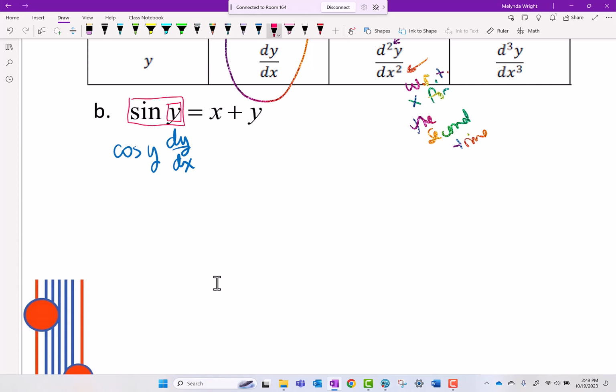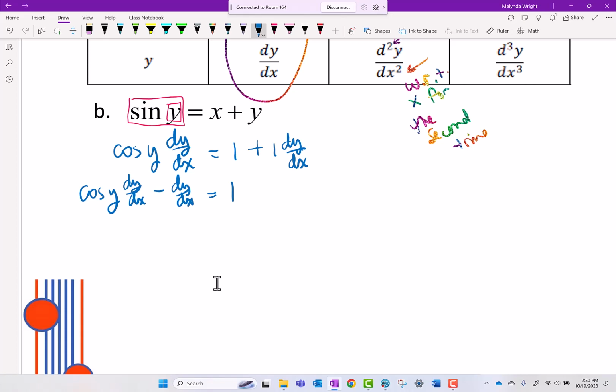So the derivative of sine is cosine. Copy paste the inside. The derivative of y is 1 dy dx. Okay, equals. The derivative of x is 1. The derivative of y is 1 dy dx. Okay, so let's think back to our implicit differentiation work. Recall that we get the dy dx on one side, right? I'm going to move dy dx to the left. So we have cosine y dy dx minus dy dx equals 1.